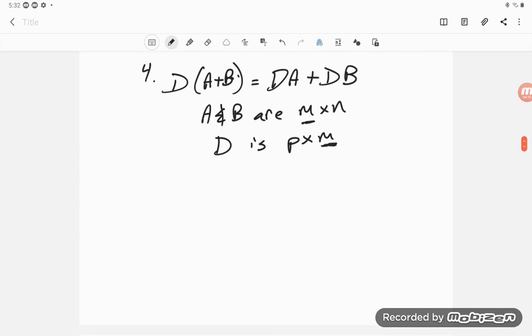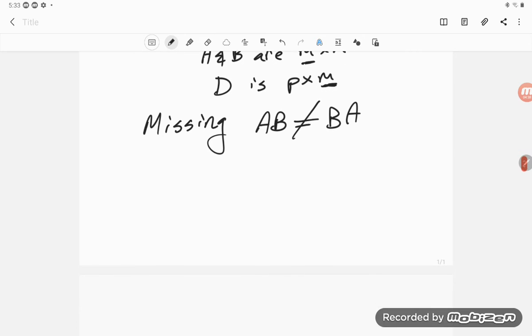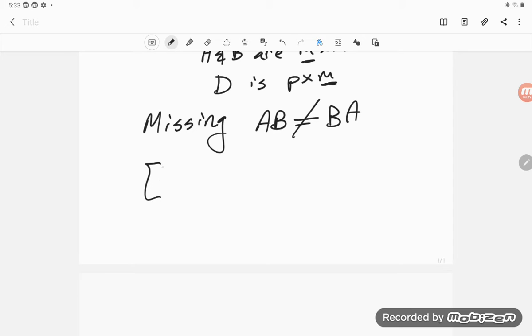Now, what's missing? Generally speaking, A times B is not equal to B times A. So let's just try something here. What happens if we take 1, 2, 3, 4, and we multiply by another 2 by 2, 1, 3, 5, 8? What do we get? I'm doing this on the fly, so it'd be sad if it actually did work.